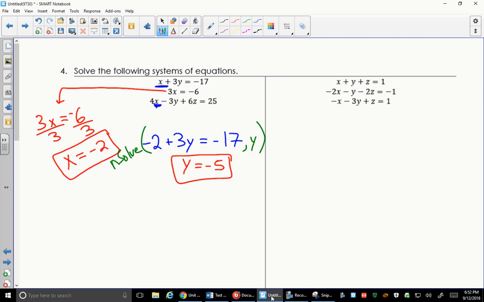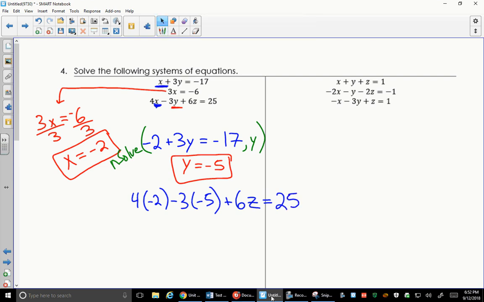Okay, so now we're going to take this guy, and we're going to plug it in here. So we're going to replace the x with negative 2, the y with negative 5. Okay, so we get 4 times negative 2 minus 3 times negative 5 plus 6z equals 25. And what are we going to do?